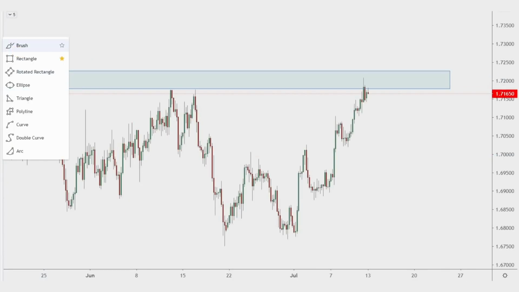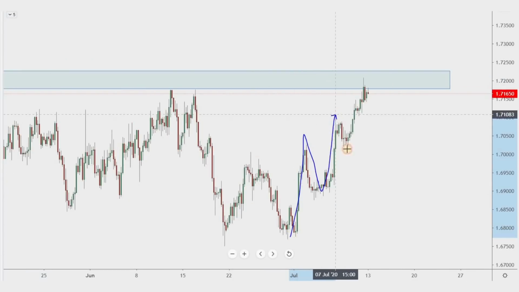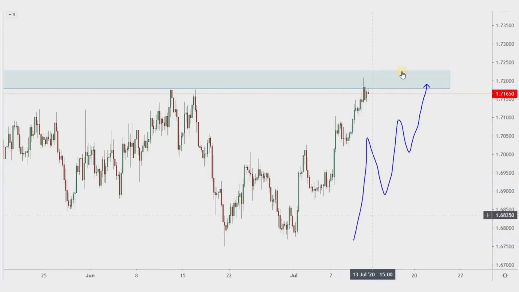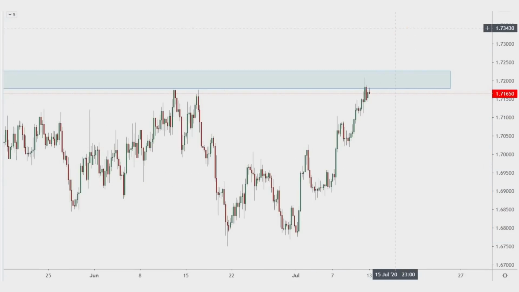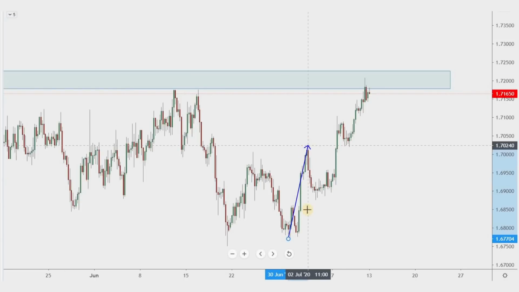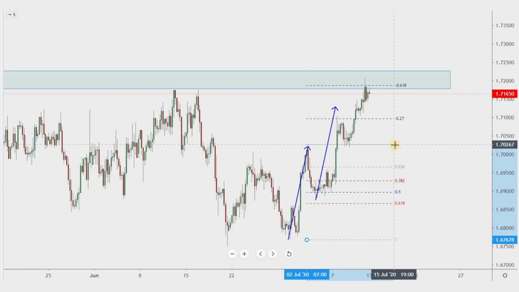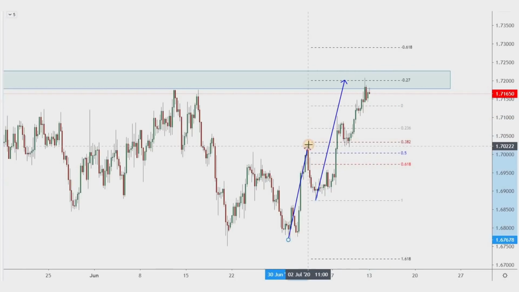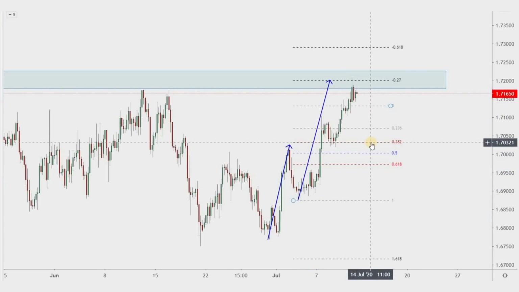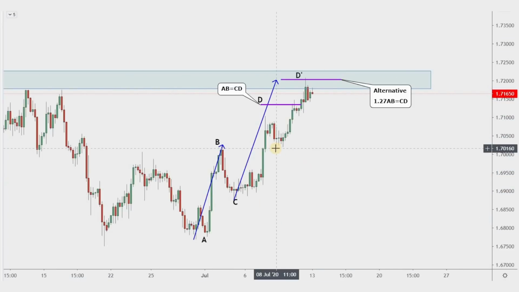Then we shift to a lower time frame to find chart or harmonic patterns. On the 4-hour time frame we see that the length of price impulses is shrinking. We are measuring those impulses in order to find an AB equals CD pattern. We see that price extended above the D point. In this case we look for a potential alternative 1.27 AB equals CD pattern.